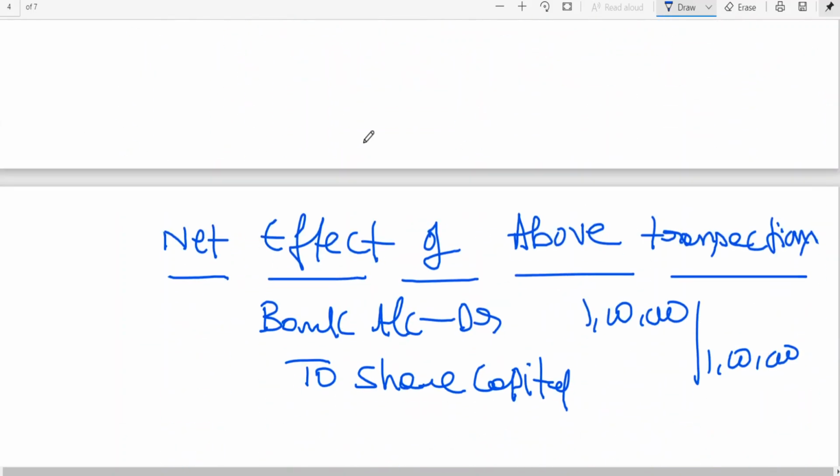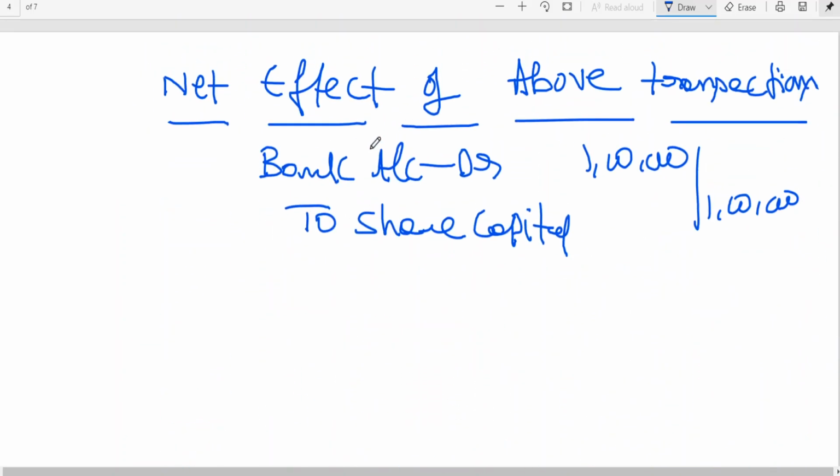That means you can see here how many times you have written? 4 times. Bank to share capital 20,000, bank to share capital 30,000, second time bank to share capital 30,000, bank to share capital 40,000. So overall bank to share capital in how many installments you have collected? 4 installments you have collected, no? That means application account has been cancelled, allotment account has been cancelled, first call account has been cancelled, final call account has been cancelled.